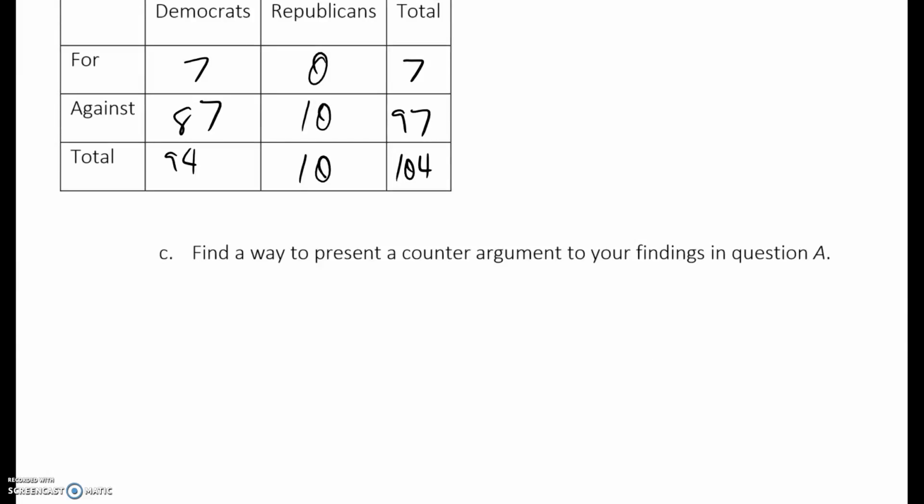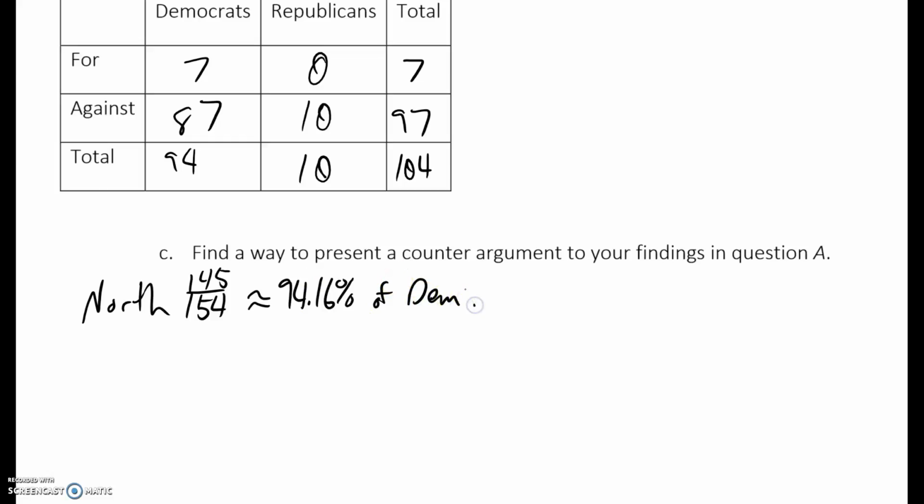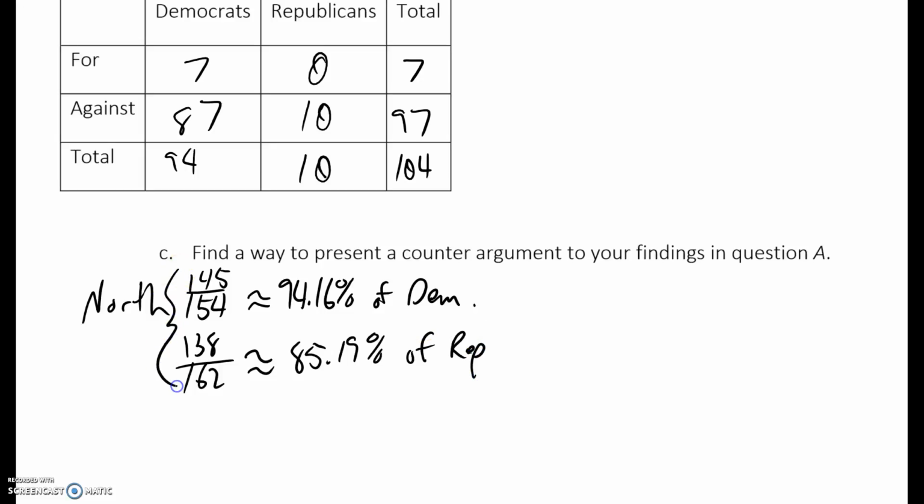Well, we can take a look at this by region. In the north, we can see that 145 of 154 Democrats voted in favor. That's 94.16% of Democrats. In that same area, for Republicans, we had 138 out of 162, which is approximately 85.19% of Republicans. Okay, so that's for the north.